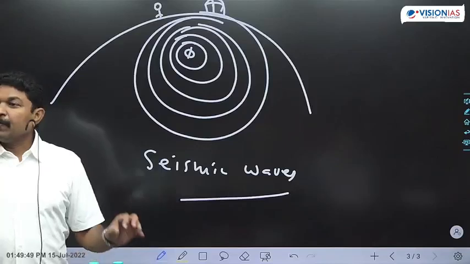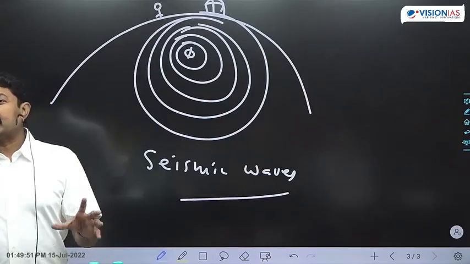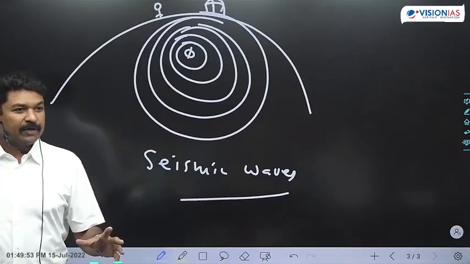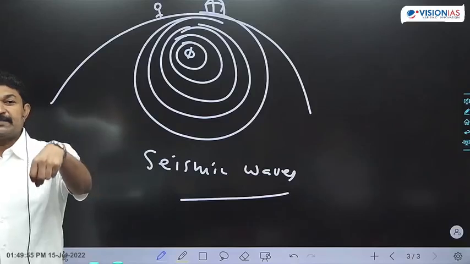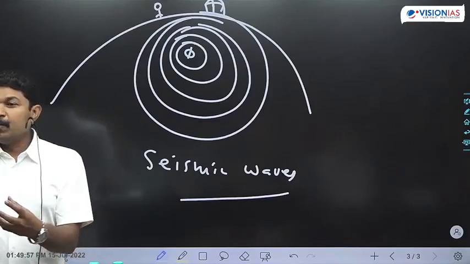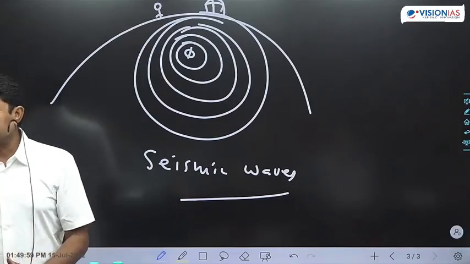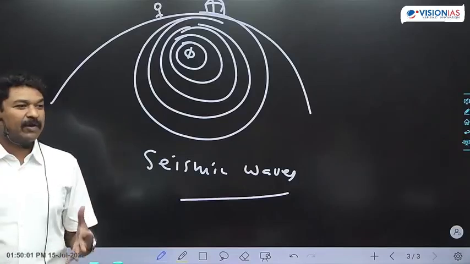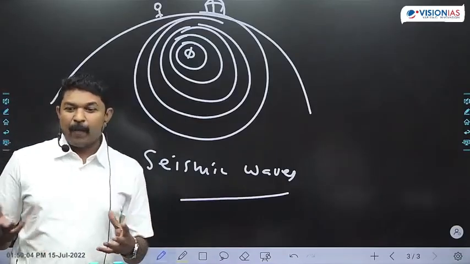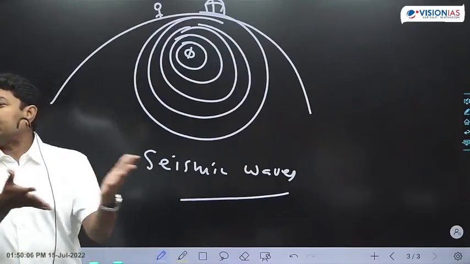Got the point? What are seismic waves? Seismic waves are nothing but earthquake waves. The moment there is a disturbance in the earth's interior, the moment a rock breaks in the earth's interior. What do you mean by disturbance? Nothing but the breaking of the rock. Why does the rock have to break? Because of the stress applied by the neighboring rocks.